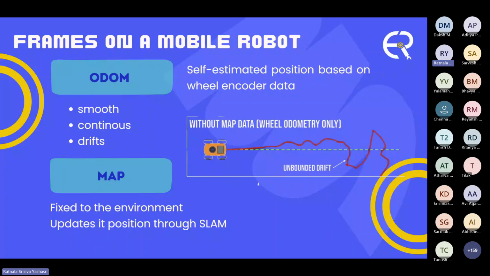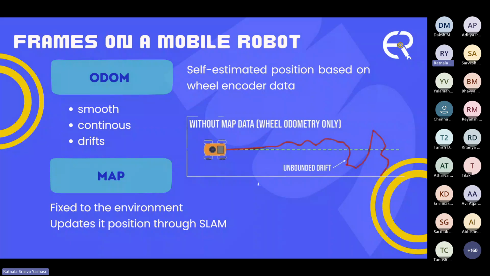So the critical property is that it's smooth and continuous. Every update is a tiny change. And controllers and planners rely on this smoothness for stable motion. But the critical flaw is that it drifts. Why? Because wheel slips and encoders aren't perfect. So every tiny calculation will have a tiny error. Now that seems tiny, but it gets accumulated. Say after 100 meters, the error is significant.